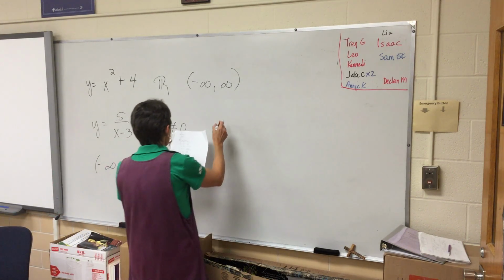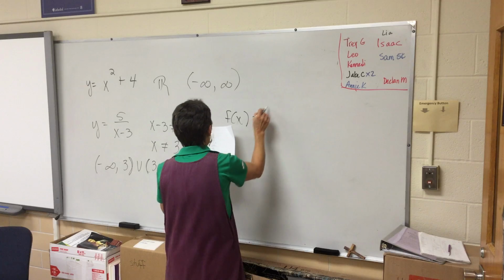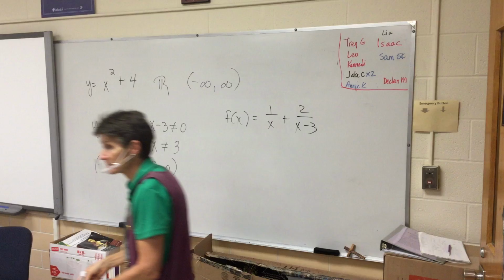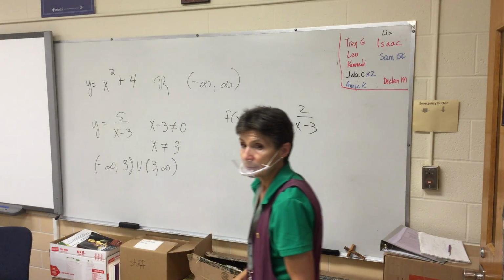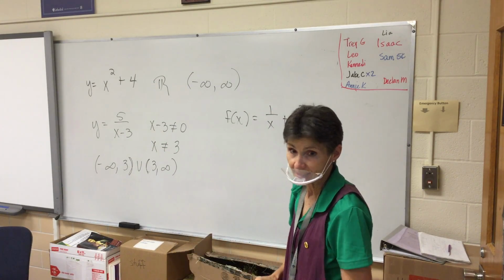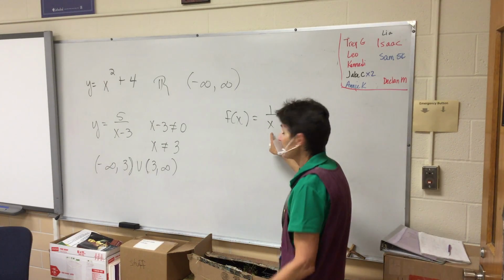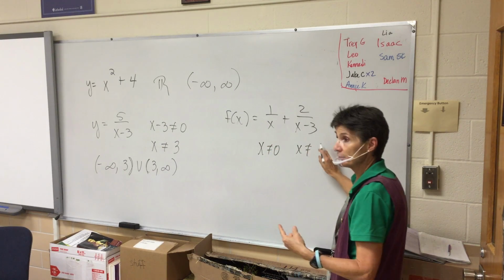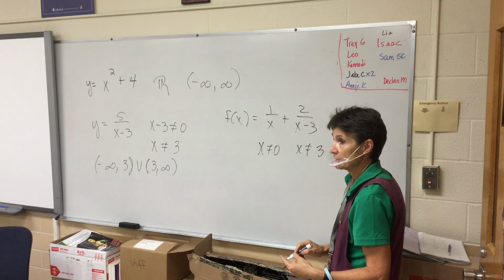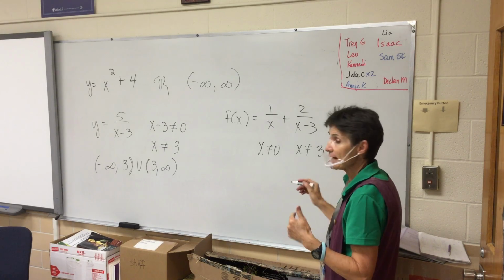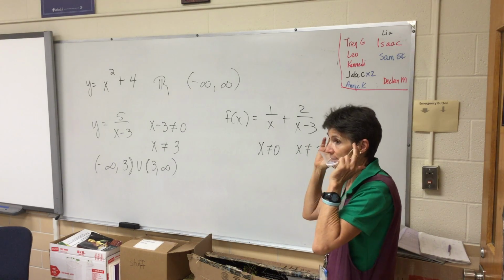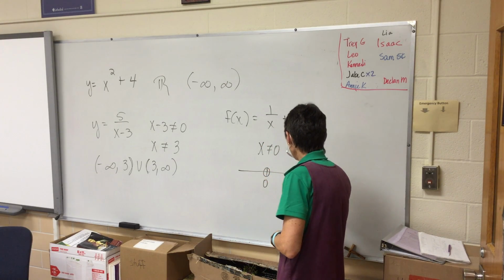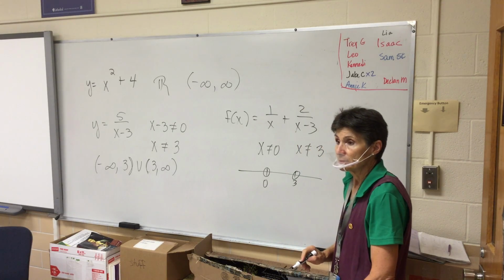All right, now look at this next one. It has 2 fractions, okay? That means there's 2 things that x can't be. x can't be 0, and x can't be 3. Okay? Now, you're going to write that as an interval. You can write that. I mean, you might be able to just do it. I like to look at a number line. It can't be 0, and it can't be 3.